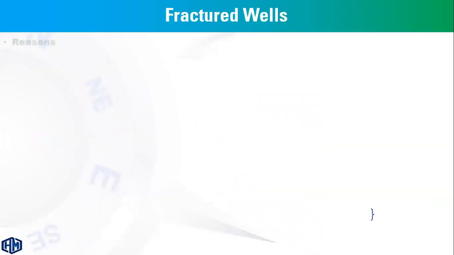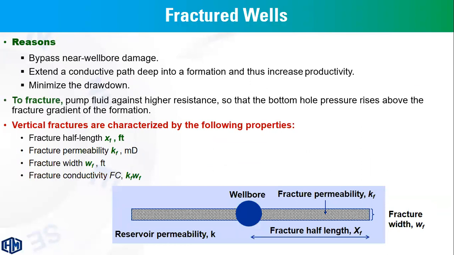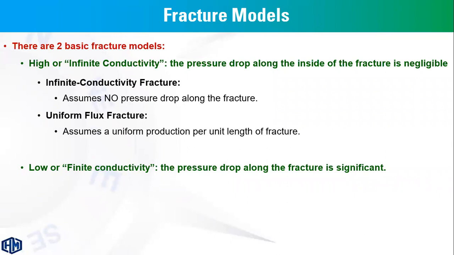To highlight hydraulic fracture wells very quickly. The objective of hydraulic fractures is mainly to bypass near wellbore damage and extend new conductive flow paths to improve the reservoir productivity. So similarly, we have these hydraulic fracture parameters. The most important one is the XF, or the fracture half length. This is the wellbore, and this is the shape of our fracture. In well testing interpretation, we have two basic fracture models. The first one is the high or infinite conductivity fracture. In this case, the pressure drop along the fracture is neglected. And the second one is the low or finite conductivity fracture, which means we have significant pressure drop along the fracture.